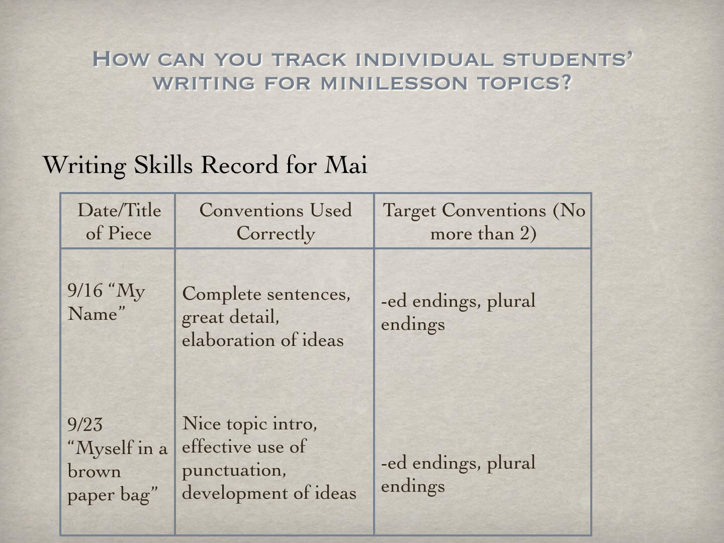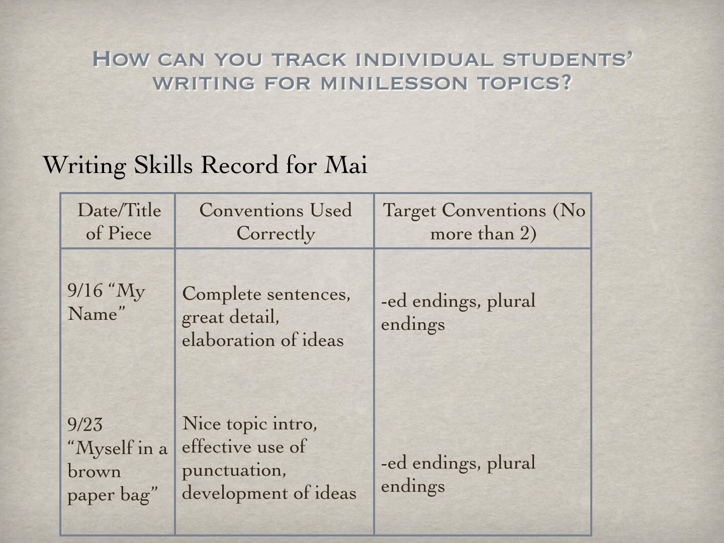First, I have the date and the title of the piece, so I know when she wrote it and which piece specifically it is if I need to go back to it. I also document what she's doing correctly in her writing, so you can see she's doing things like writing complete sentences, including detail, elaborating her ideas. She's using punctuation correctly, and doing all sorts of great things as a writer. And it's really important for us as English teachers to focus on what kids are doing well in addition to what we need to target with them.